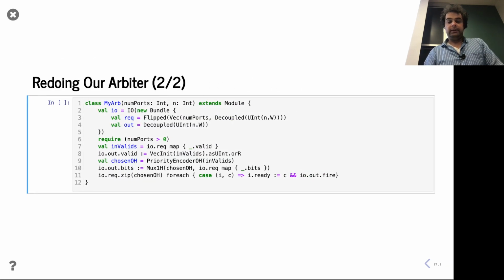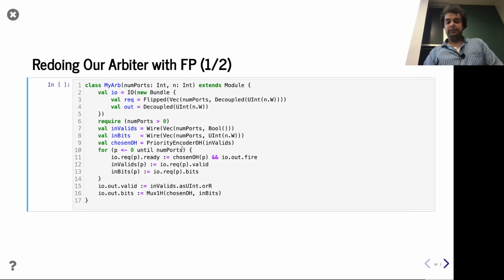What's going to happen with that? Well, let's see. We're going to take the IO request, and we're going to zip that with the chosen one hot. In other words, IO port 1 is going to be associated with chosen one hot bit 1. Okay, so I have my IO and my chosen bit. That IO is a decoupled thing, so I can take its ready field. I can connect it to chosen and IO.fire, and this is that chosen bit for it. So it's actually exactly this line we just saw, right?